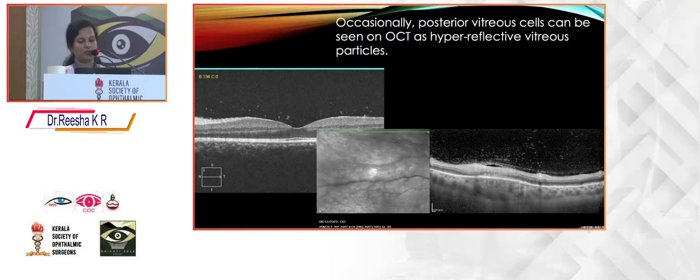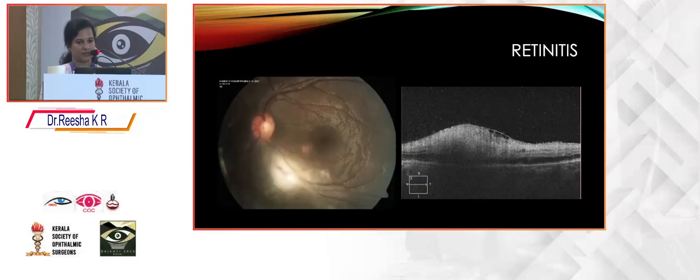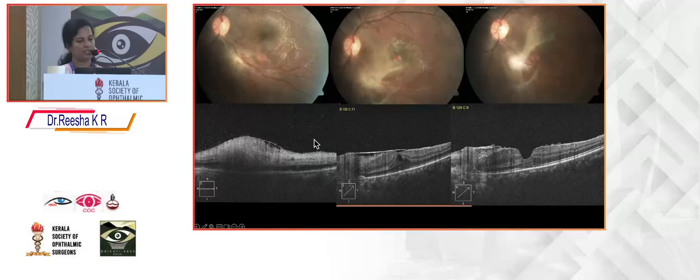And occasionally, posterior vitreous cells can be seen in OCT as hyperreflective vitreous particles. In the first picture, in intermediate uveitis with vitreous echoes, and in the second picture with the retinitis patch and vitreous cells. See, it's a case of retinitis. OCT shows inner layer hyperreflectivity with shadowing, and OCT also shows vitreous cells in this picture. And as the lesion heals, the hyperreflectivity reduces in size, and also vitreous cells disappear.